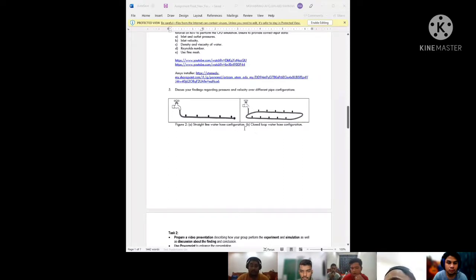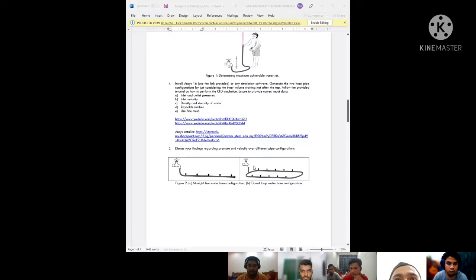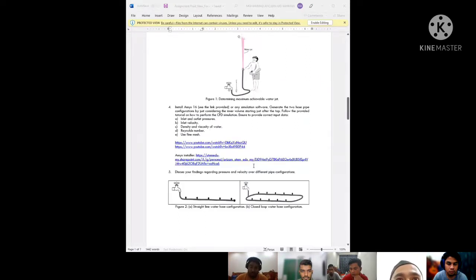Okay, for this assignment, there is two hose configuration. First one is the straight pipe, and the second one is the water loop, closed loop. So from this configuration, we will determine the inlet and outlet pressure, velocity, and also the density of water. And we will conduct an analysis by using the software to run simulation in pipe.